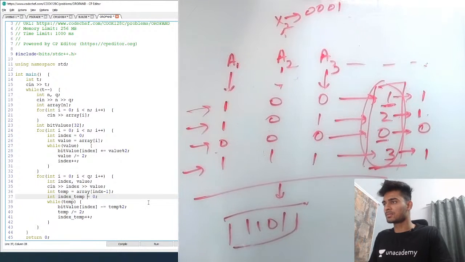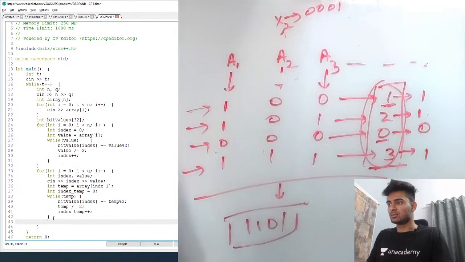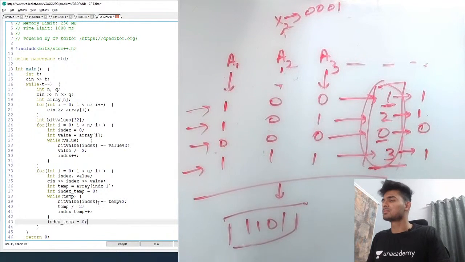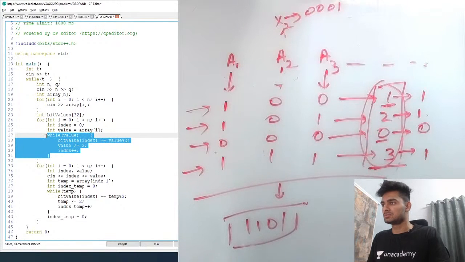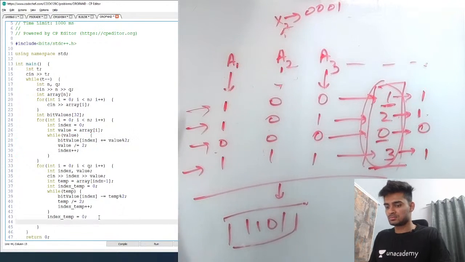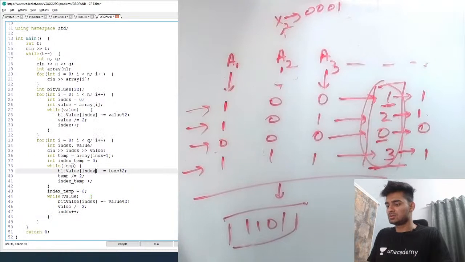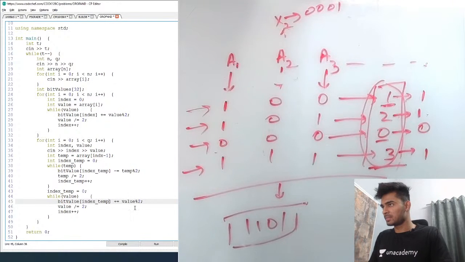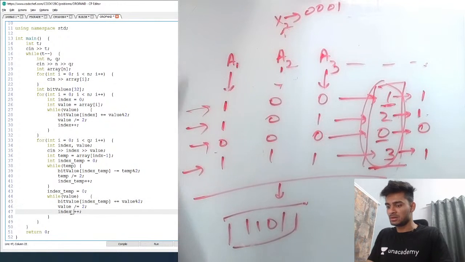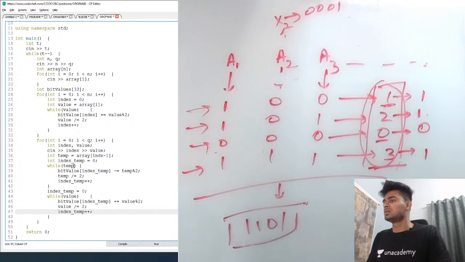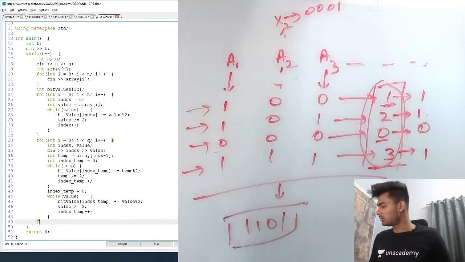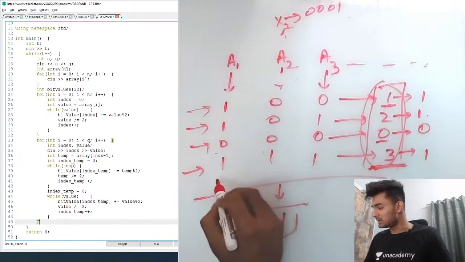Okay, cool. And now we have to add this value again. So we'll first reset the value of index 10 to 0 again, and then we'll copy this code again. So this will also become index 10, this will also become index 10. We have value here. We have bit value index 10 plus equals to value percentage 2. This will also become index 10. Okay, now we have got the summation of the updated array as well.